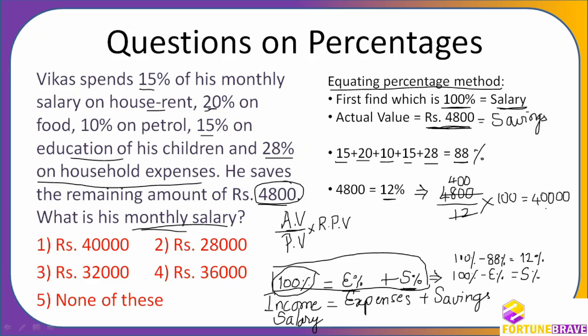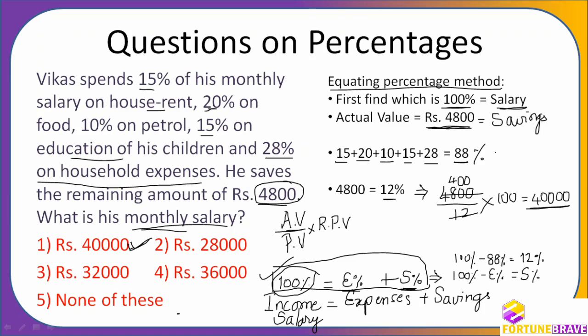400 plus 2 zeros, right? So we'll get the answer as 40,000. So is that clear? Very, very simple question. We only added the percentages. This knowledge we should have, that expenses plus savings percentage will be equal to 100%. This we know. Then we'll be able to solve it.